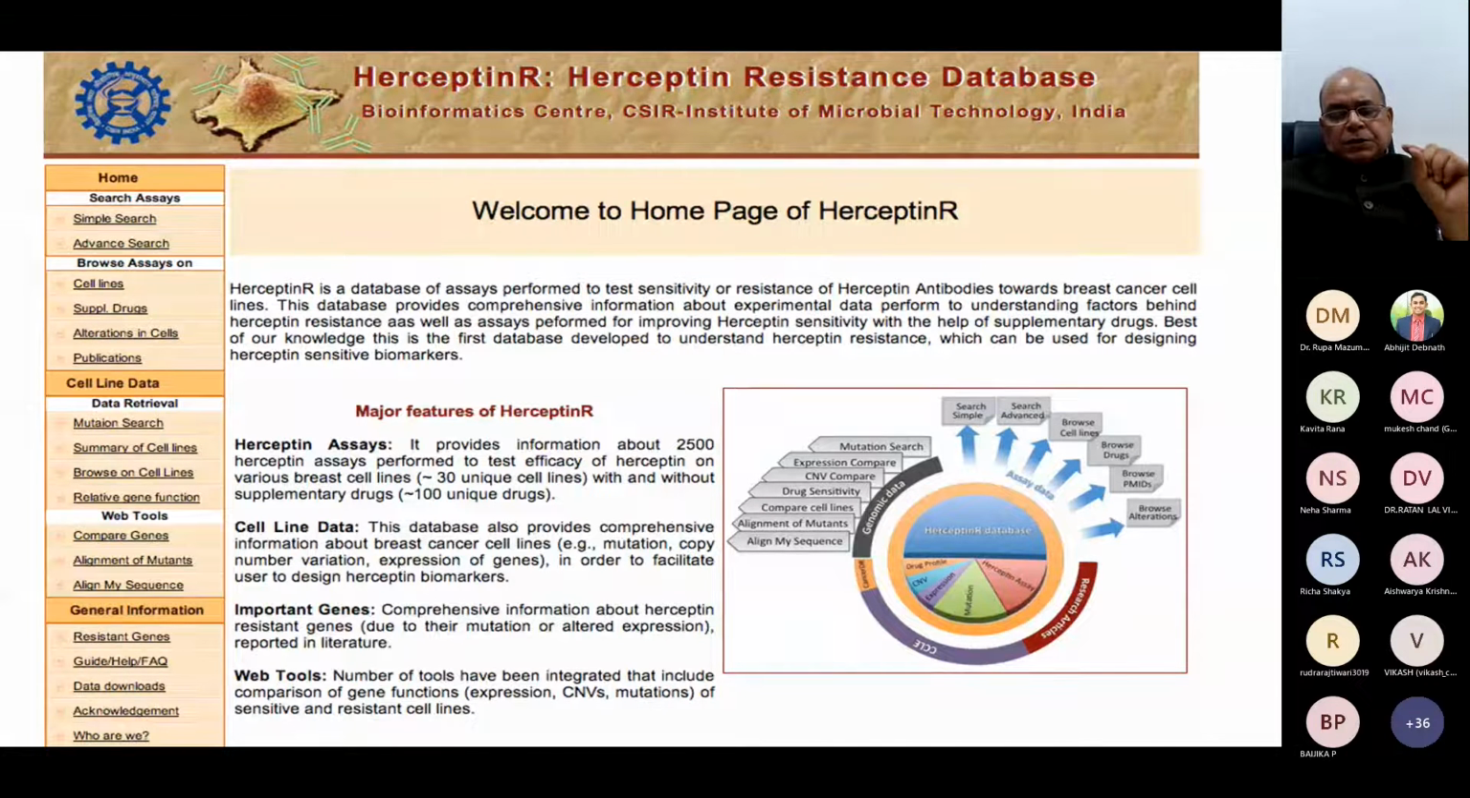So it is important to use this information to find out the biomarkers which can judge whether this particular antibody will work for a patient or not, based on the genomic profile of the patient. Right?